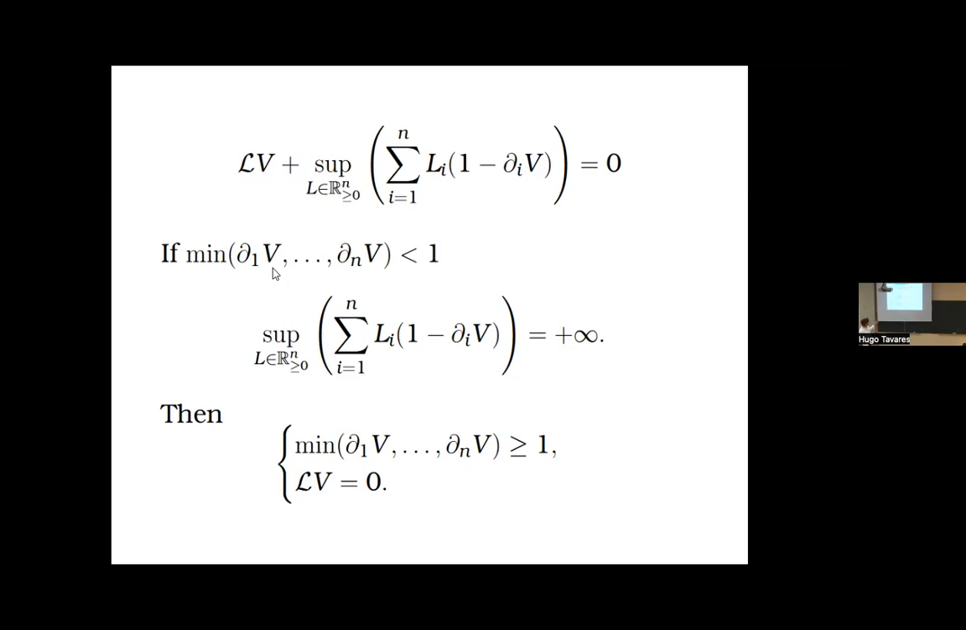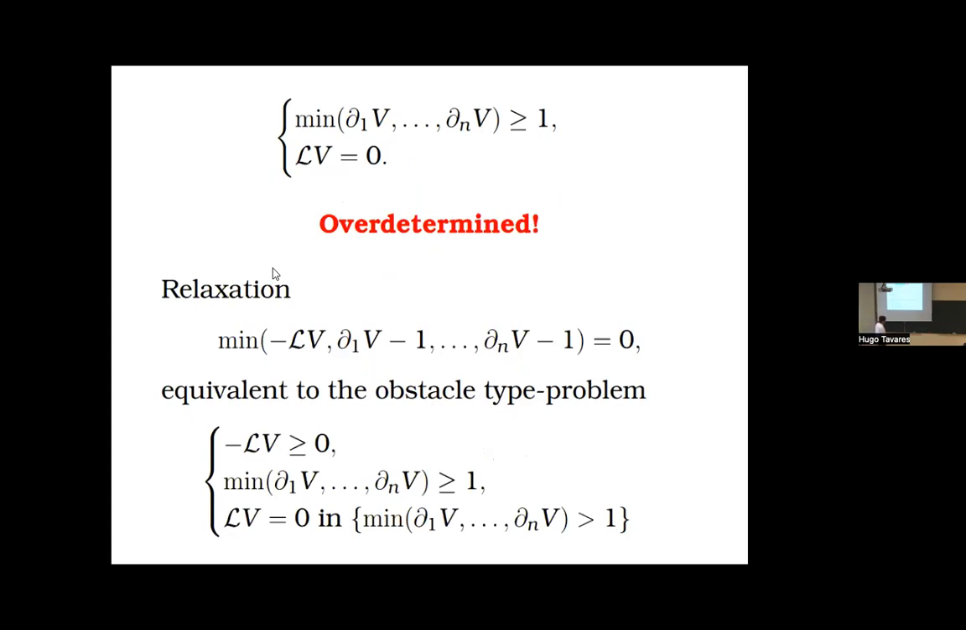So actually what you need to ask is that all these coefficients in front are non-positive, no? So that means that you need all these components of the gradient to be bigger or equal than 1, no? And when that happens, when all these coefficients are negative, in order to maximize this, you take L equal to 0, okay? So you get this very strange system because now you have a bunch of restrictions on the gradient and a PDE, no? The bad news is that this problem is overdetermined, no? There are too many equations.